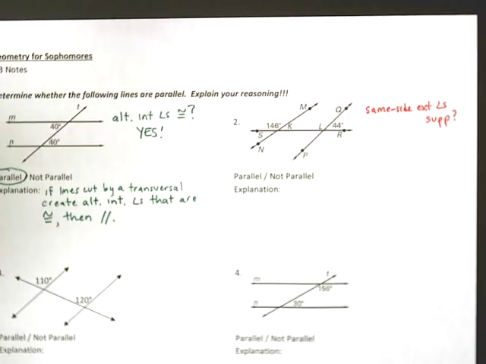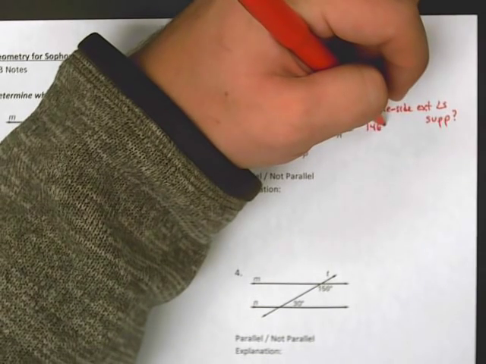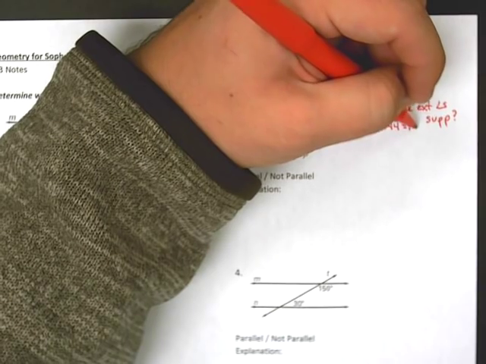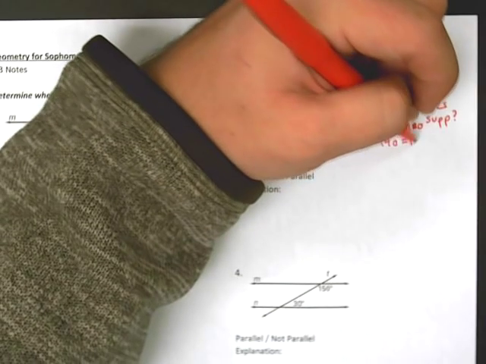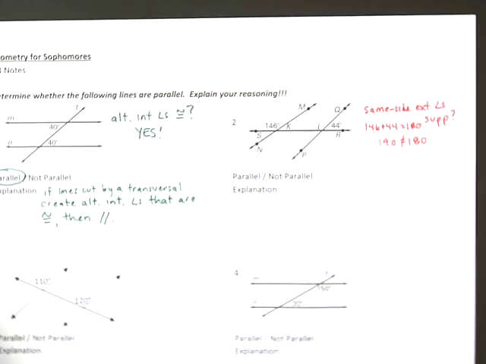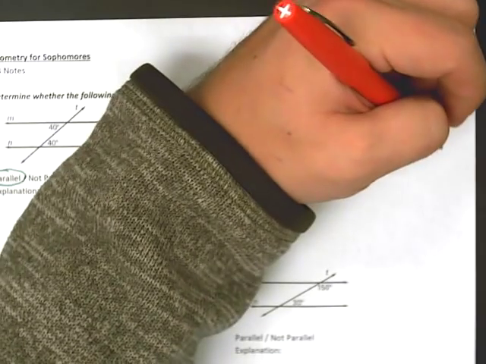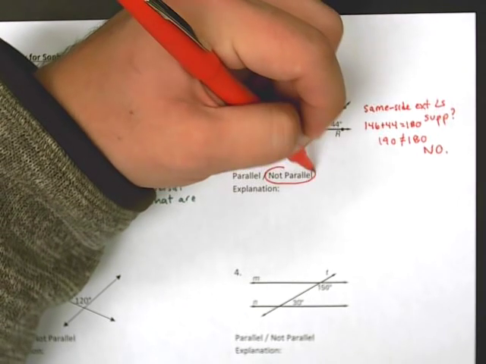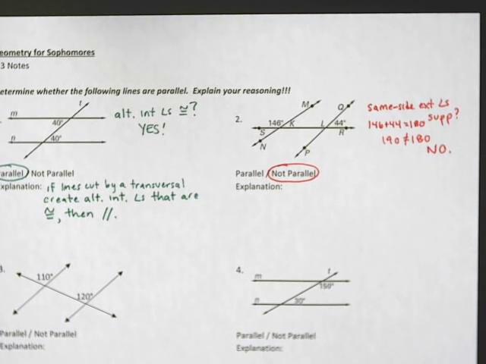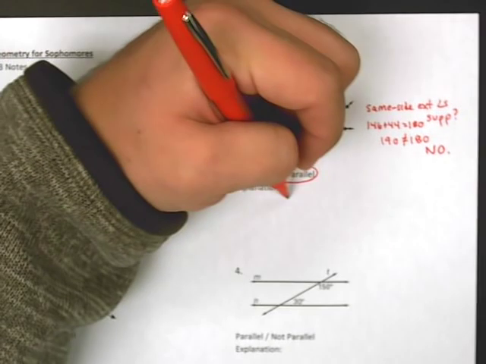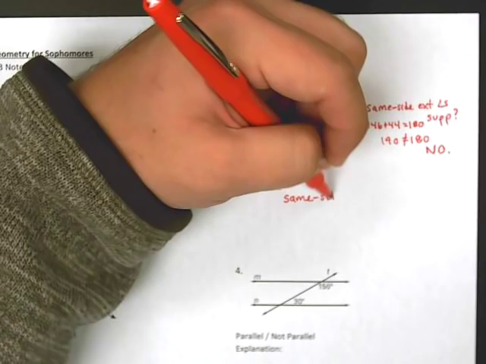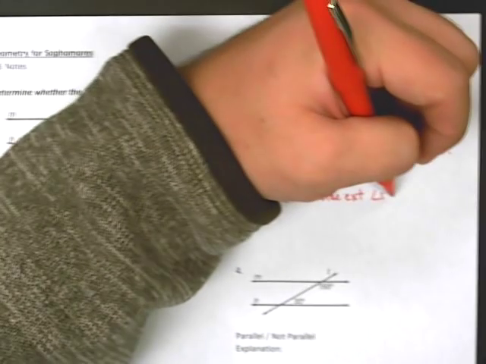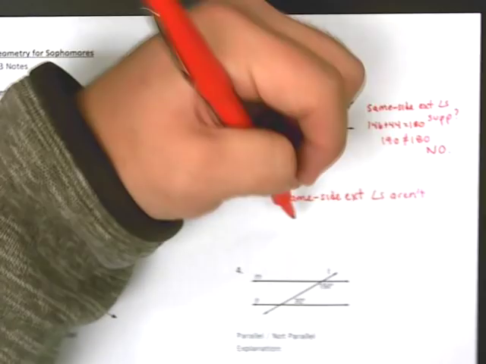We need to do a little bit of work here. 146 plus 44 equals 180? That's 190, which does not equal 180. No, these are not supplementary, and because they are not supplementary, they are not parallel. Explanation is actually a lot easier when we have a no. I just need you to say same side exterior angles are not supplementary.